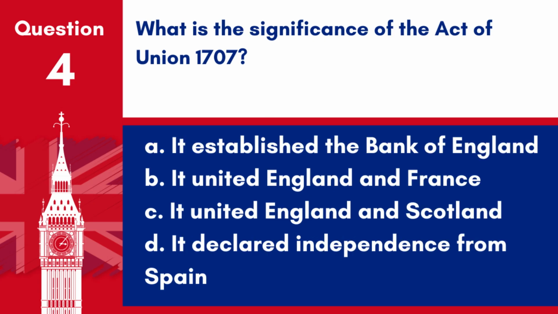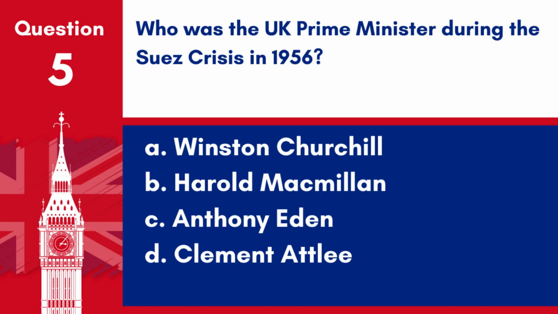Question 4. What is the significance of the Act of Union 1707? A. It established the Bank of England. B. It united England and France. C. It united England and Scotland. D. It declared independence from Spain. Answer: C. It united England and Scotland. The Act of Union 1707 was significant for uniting the kingdoms of England and Scotland into a single kingdom of Great Britain.